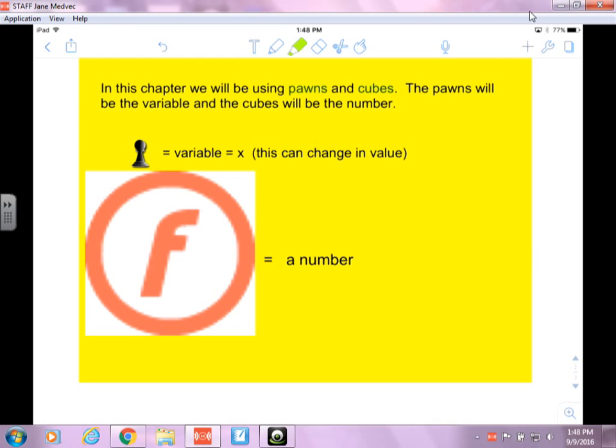Now that thing that looks like an F is actually supposed to be a number cube. It kind of copied wrong. That stands for a number. So it can be a 2, and I know it's a 2 because it actually has a 2 on it, right? Or it could be a 3. It would have the number 3 on it. And it's an actual cube and nothing changes. If it's 2, it's 2, because it says that it's 2 on it. Okay. Questions?